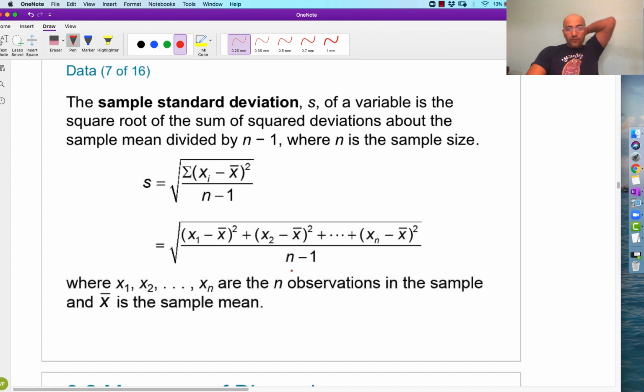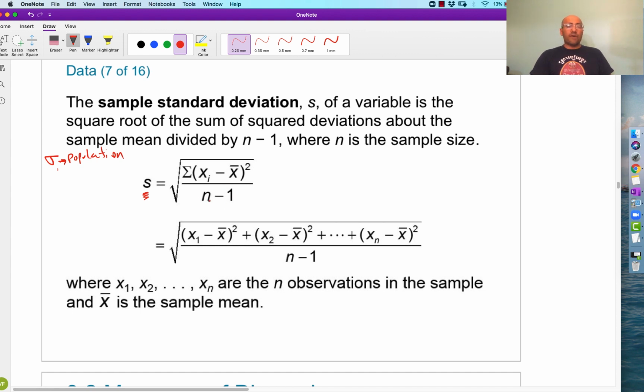All right, next, what if we're dealing with a sample? The sample standard deviation, S, of a variable is the square root of the sum of the squared deviations about the sample mean divided by n minus 1. So just a couple things that are a little bit different. Instead of sigma, remember sigma is for a population, whereas S is for a sample. So we just use the capital S to represent the standard deviation of a sample. And then the other thing that's different is that we divide by n minus 1 instead of n.